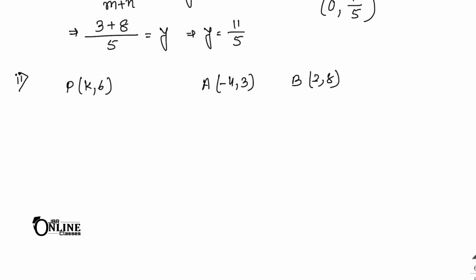Okay, first you have to let that this one is m is to n, then for the k you have to apply mx2 plus nx1 by m plus n, and for 6 you have to apply my2 plus ny1 by m plus n.